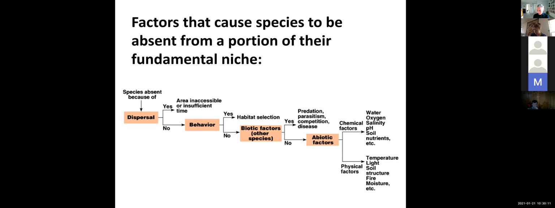Right? So all of these things can have impacts on where species will live within their fundamental niche. And that's what determines the boundaries of their realized niche, which is where they actually live within that environment. Any questions about that? All right.